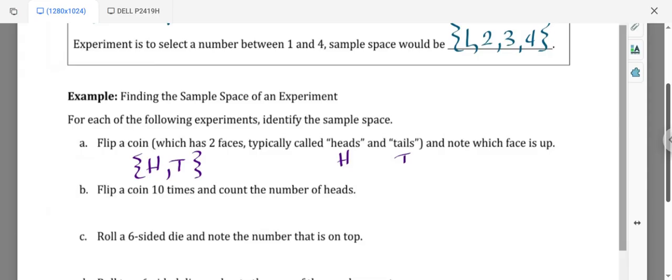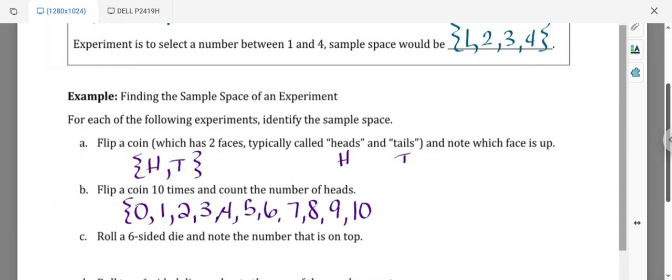If we flip a coin 10 times and count the number of heads that come out in those 10 times, we could have the possibility that there's no heads. In other words, they're all tails. That's a 0. All the way up to ten, all of them are heads. Those are the possible outcomes, how many of them there are.